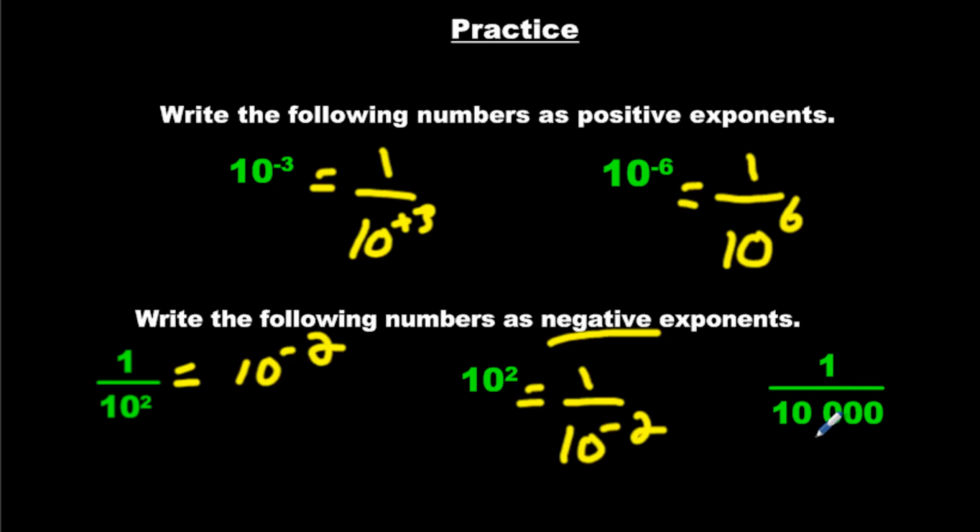And then this question here, 1 over 10,000, is a little bit more involved because 10,000 isn't an exponent. We need to convert it. Converting it will become 1 over 10. Now let's see, 10,000 is 10 times 10 is 100, times 10 is 1,000, times 10 is 10,000. That's 4 tens. We will write a 4.